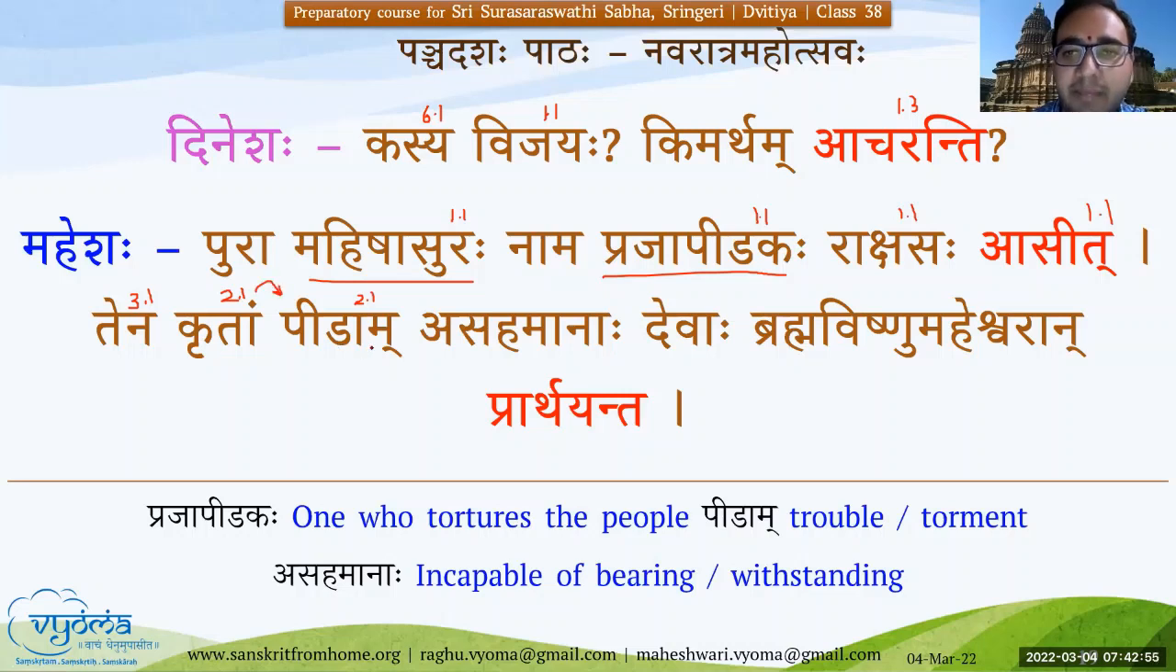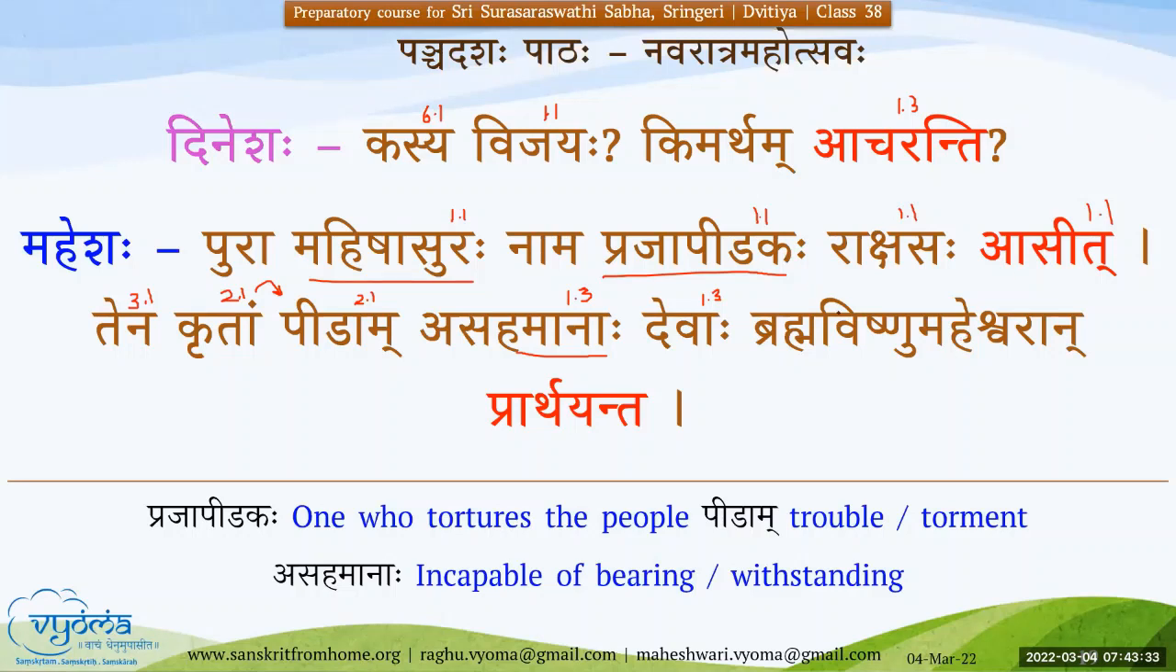Pida is Akaranta Stilinga Shabda. Asahamanaha. Can you identify the word now? Prathama Vyakti Bahuvachanam, Shanach Pratyaya. Exactly. So it is a present continuous kind of form. Unable to tolerate, that is the meaning of this. Devaha, all the gods, Pradhamavakti Bahuvachanam. They went to Brahma Vishnu Maheshwara and they worshipped them, or prayed to them, to help them from this Mahishasura.